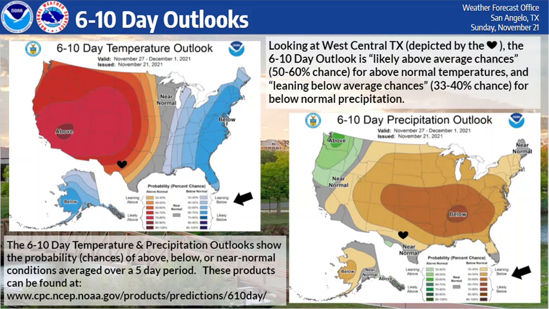In these specific graphics from November 21st, 2021, and looking specifically at West Central Texas, which is depicted by a heart shape on the graphs, the 6 to 10 day outlook for this area shows likely above average chances for above normal temperatures, which refers to the 50 to 60% chance level in the key, and leaning below average chances for below normal precipitation, referring to the 33 to 40% chance level in the key.